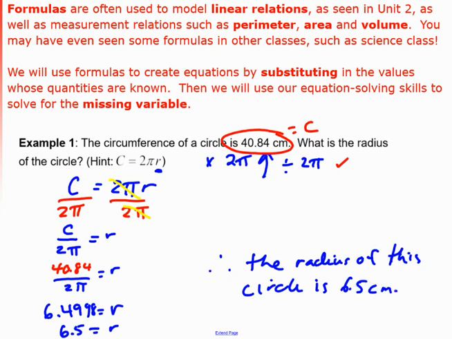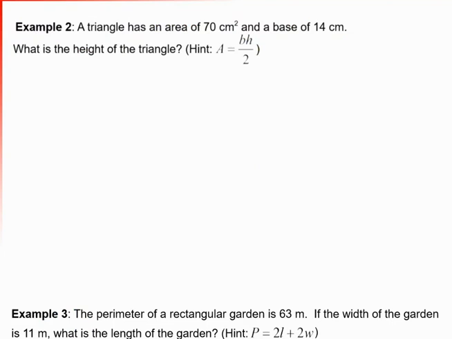So that's an example where we had a formula that wasn't working for us because we needed r, which was not isolated. So we rearranged it to isolate the r, and then we started our substitutions, and then we solved it. And that's the pattern we're going to look at today.